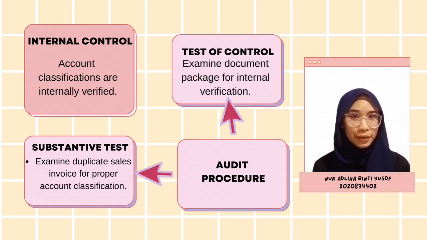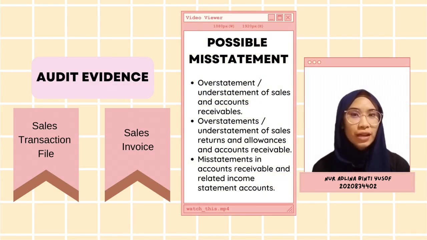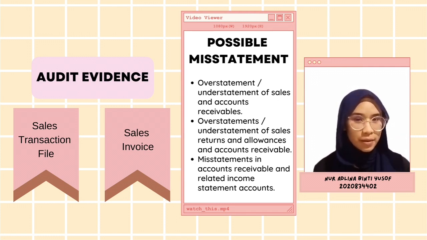In order for a company to properly record that, there are two audit procedures. The first one is test of control, is to examine document package for internal verification. Second one is substantive test, examine duplicate sales invoice for proper account classification. The audit evidence for classification are sales transaction file and sales invoice. For the possible misstatement, overstatement and or understatement of sales and account, overstatement or understatement of sales return and allowance, account receivable, misstatement in account receivable and related income statements account.